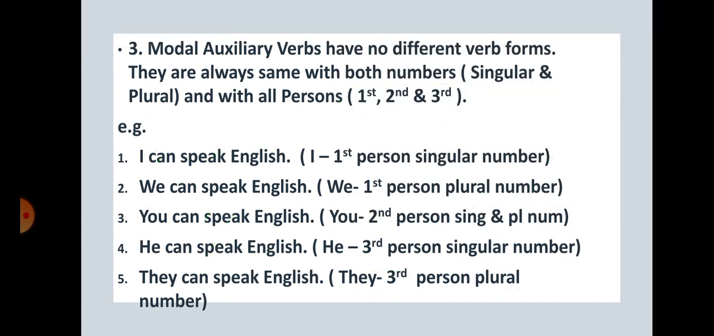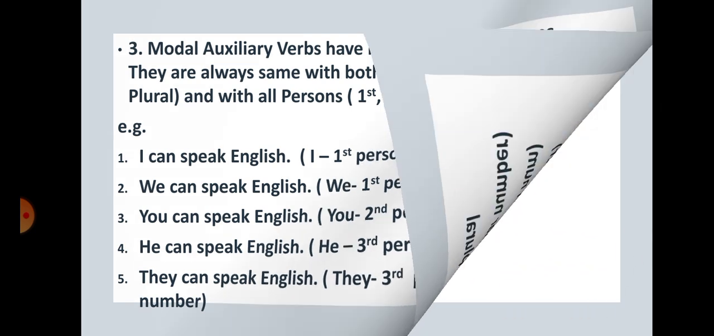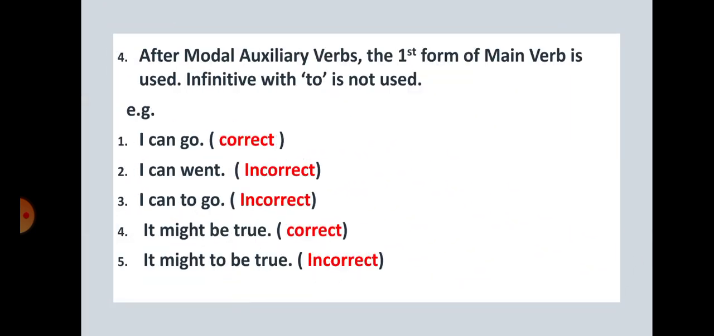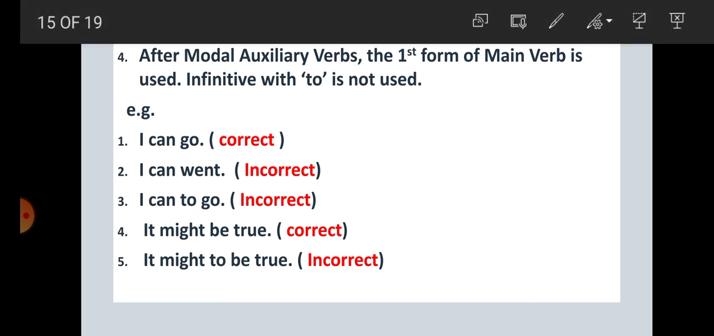It means that they can accept any subject, but they will not change their form because they don't have any different form. Now fact number 4, students. After a modal auxiliary verb, the first form of the main verb is used. No second, third, fourth or fifth form. The first form of the main verb is used. Infinitive with to is not used.